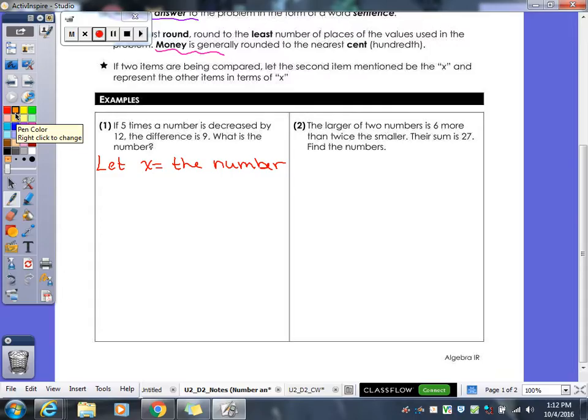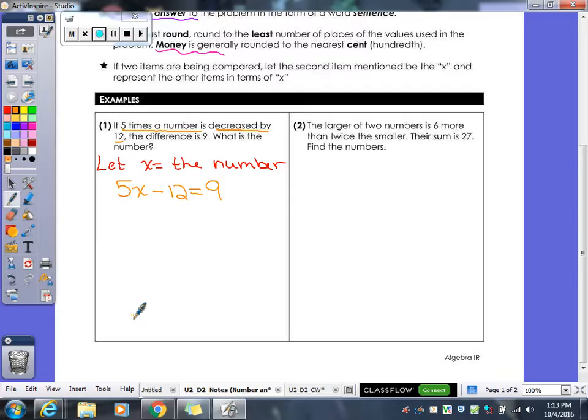So once we get our let statement, we then have to go through and write our equation. So they told us 5 times a number. So what would that look like? X times 5. Which would be 5x. Yep, x times 5, 5x. Decreased by 12. So minus 12. The difference is, that means equals 9. So 5x minus 12 equals 9 would be our sentence, our equation.